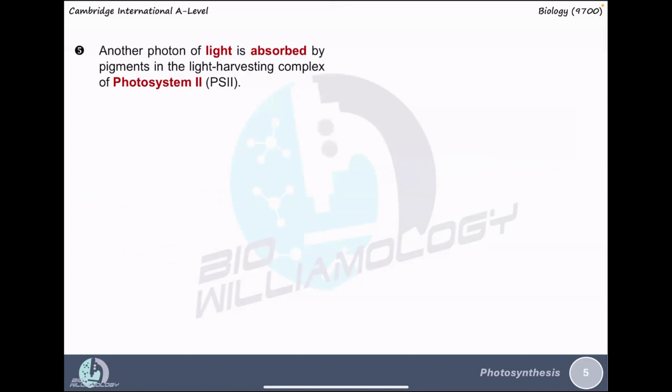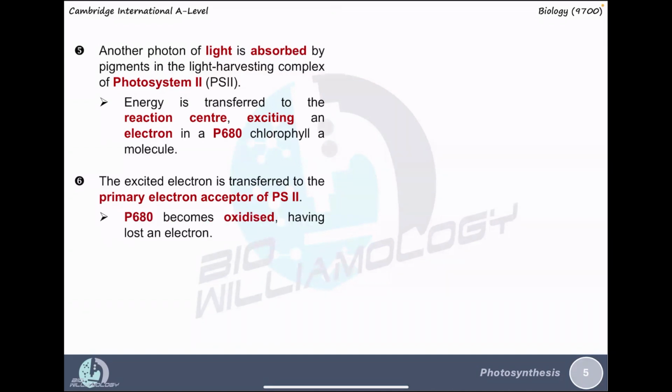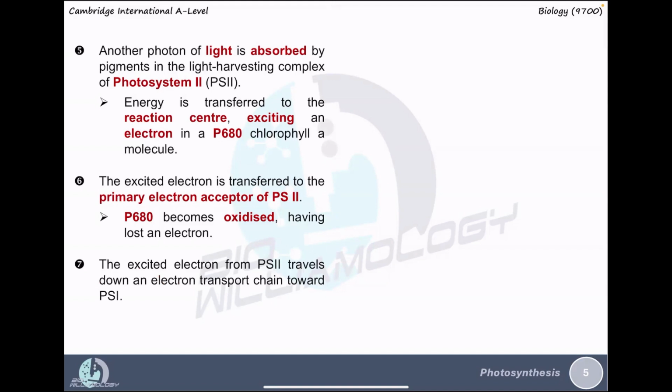So another photon at the same time is concurrently absorbed by the pigment in the light harvesting complex of photosystem 2. So once again, this energy is transferred to the reaction center P680. So this photoexcited electron is transferred to the primary electron acceptor, but now it's no longer from photosystem 1, it's the primary electron acceptor from photosystem 2. Because of the loss of the electrons, P680 becomes oxidized.